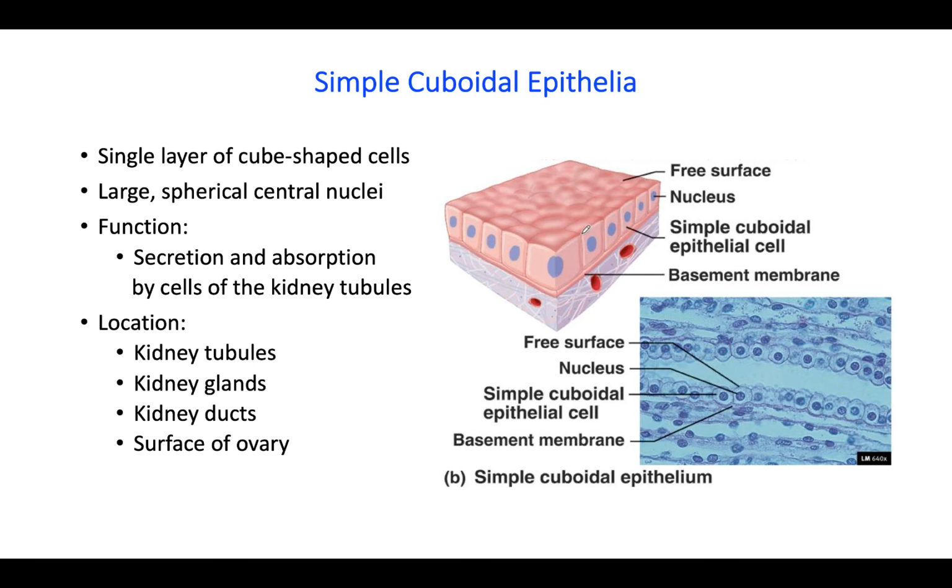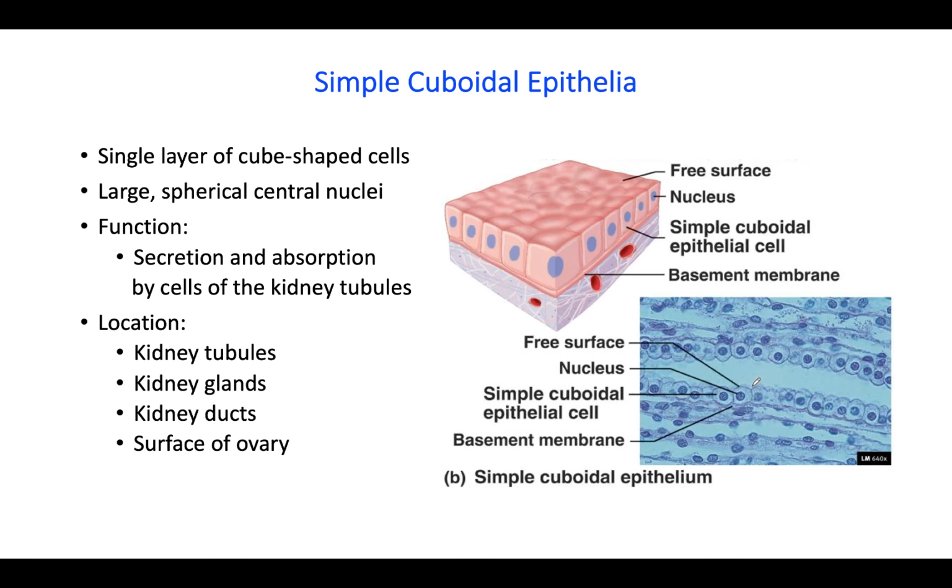Simple cuboidal epithelia are active in the secretion and absorption of molecules. These epithelia are observed in the lining of kidney tubules and glands because wastes are secreted and water is absorbed in the kidney. Therefore, simple cuboidal epithelia are found in the kidney.